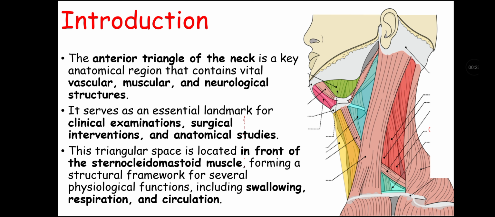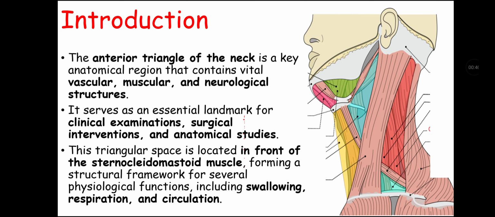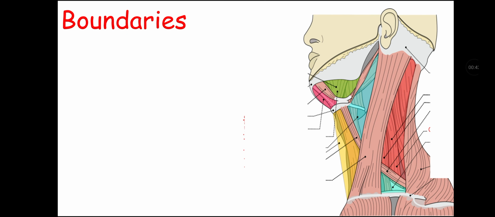This triangular space is located in front of sternocleidomastoid muscle as you can see in diagram there. It forms a structural framework for several physiological functions including swallowing, respiration and circulation. And that's the reason anterior triangle is really important to study. Now let's talk about boundaries of anterior triangle. That is very important question for your exam, so you need to understand this.